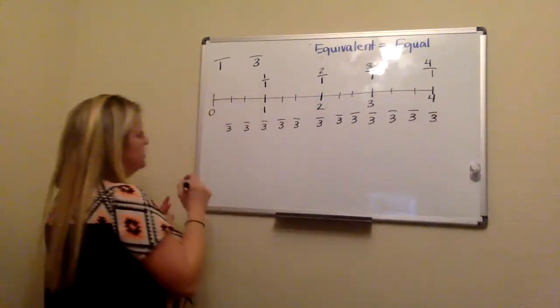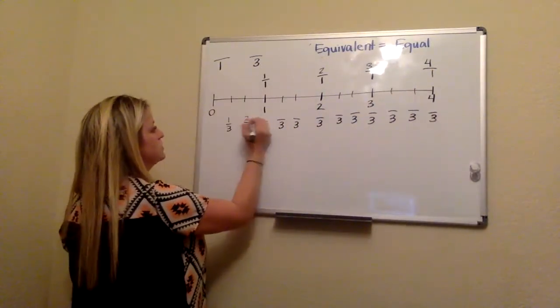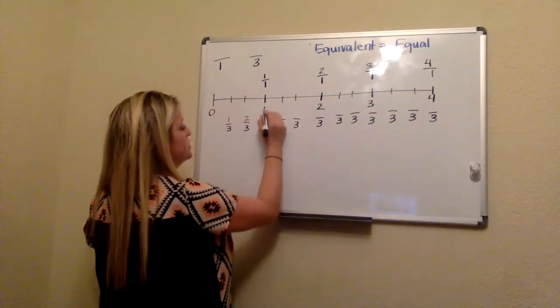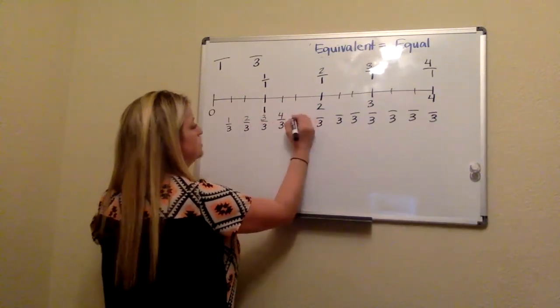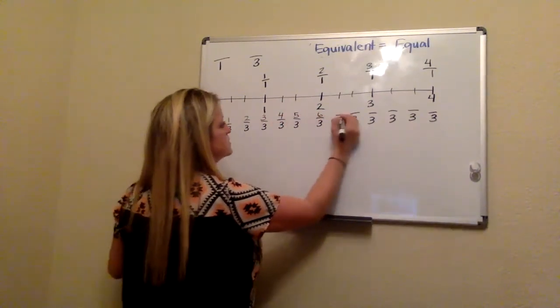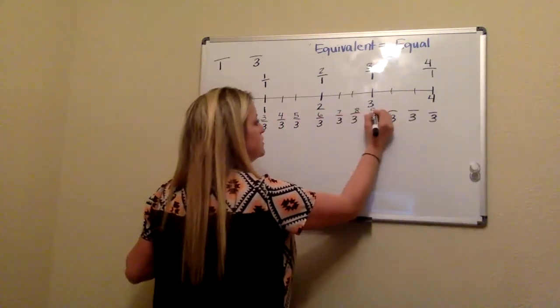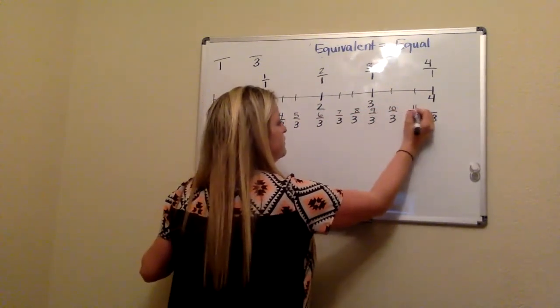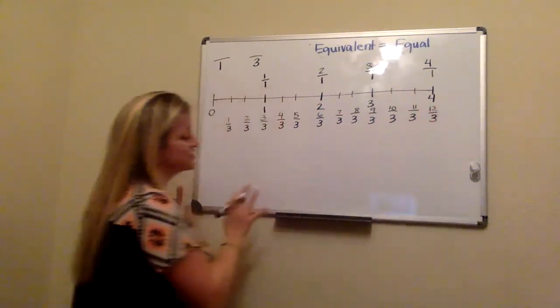All right, now we jump. 1, 2, 3. 3/3 is equal to 1, and so on up to 12. I need to like nail this board down.